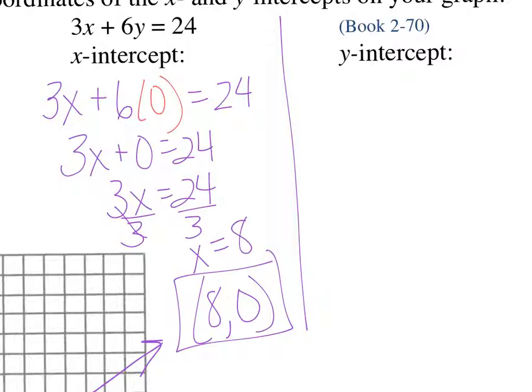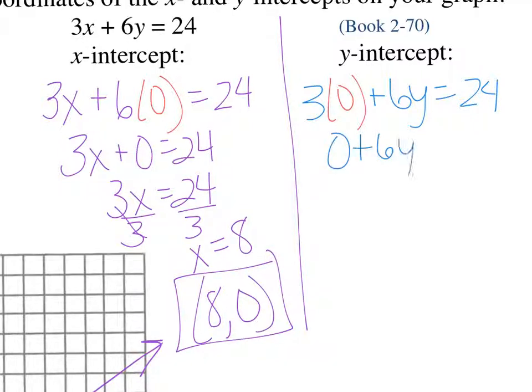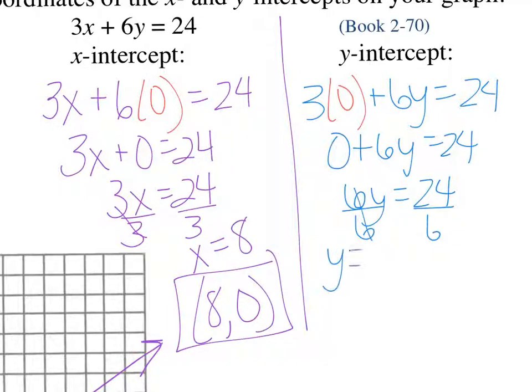For our y-intercept, we are going to take the equation and now plug in 0 for x, so 3 times 0 plus 6y equals 24. That's going to give us 0 plus 6y equals 24, which is just 6y equals 24, and we can divide both sides by 6. So y is equal to 4. So our y-intercept is 0, comma, 4.